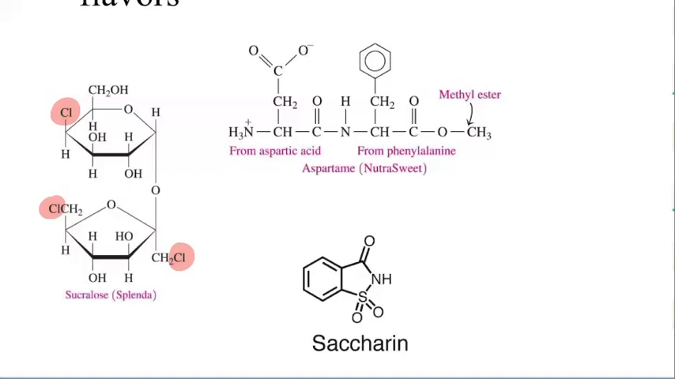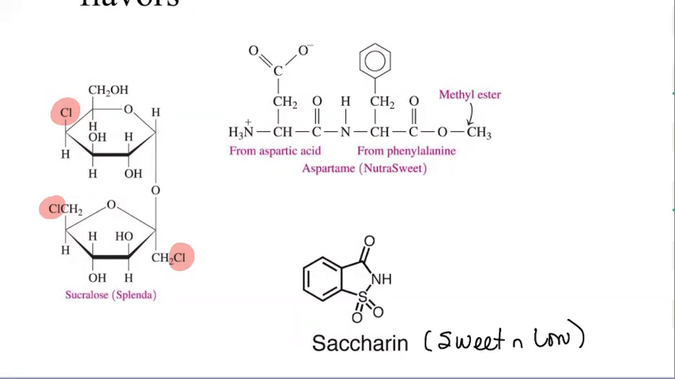The last one that we have here is saccharin. Saccharin is actually Sweet'N Low. That's what saccharin is. Some countries have even banned saccharin. We still use it in this country.